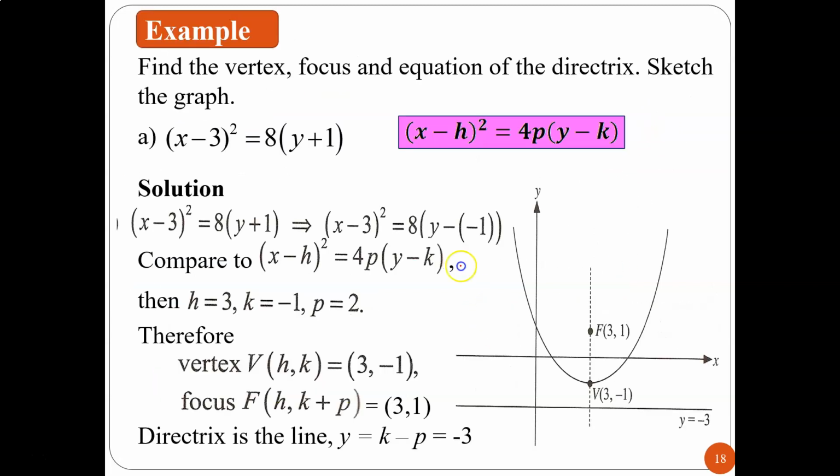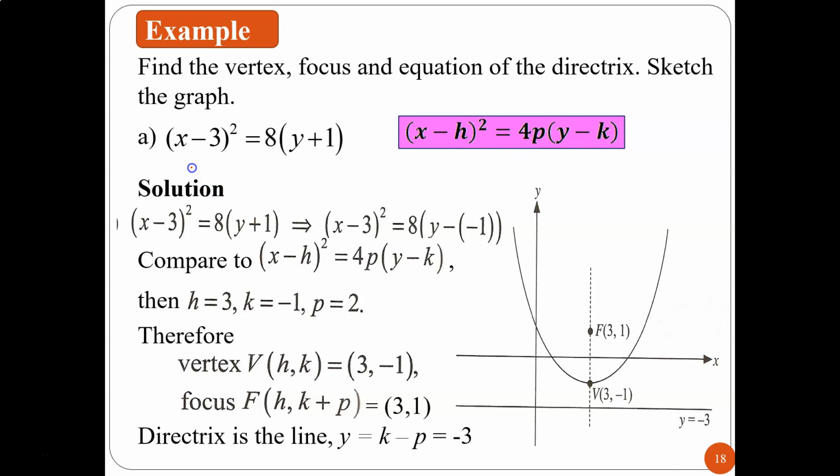Okay, let's see the example. Find the vertex, focus, and equation of the directrix. Sketch the graph. Okay, so you have x minus 3 square equal to 8 bracket y plus 1. So, apa-apa pun, kita akan refer balik kepada yang positif punya equation. So, kita akan compare dengan this one lah, x minus h square equal to 4p bracket y minus k.